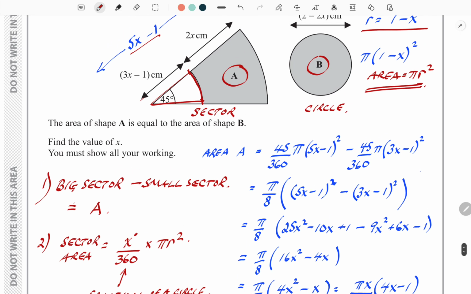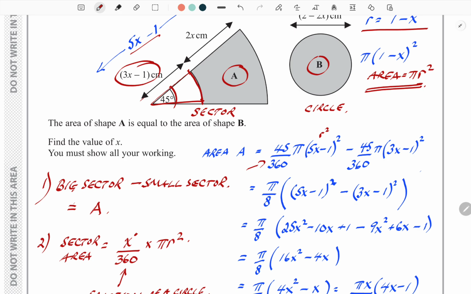the area of the large sector is, you've got the 45 degrees there, 45 over 360, times pi r squared. R squared in this case is 5x minus 1 all squared, because that's the radius of the big sector. And take away from that 45 over 360 again, because it's on the same angle, times pi times 3x minus 1 all squared.